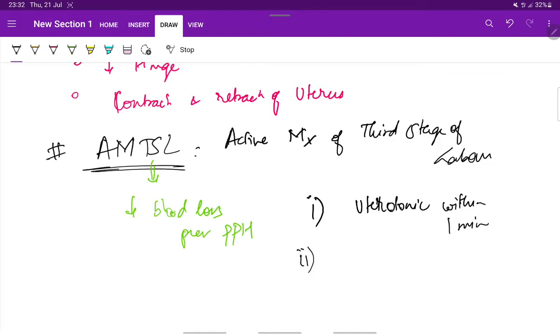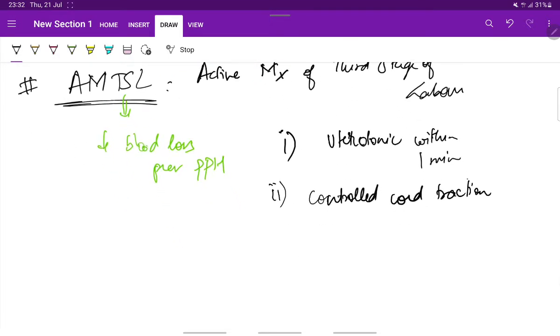The second step would be the controlled contraction for the delivery of the placenta by the Brand-Andrews method, which we have just now discussed. Next would be the uterine massage. These are the three components of the active management of third stage of labor. Let's see about one by one.